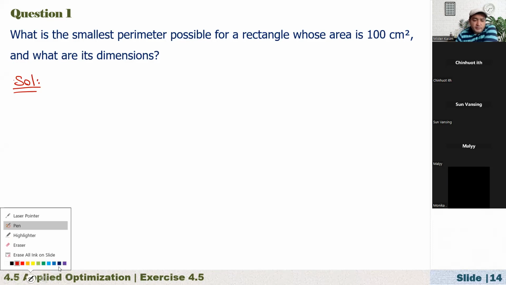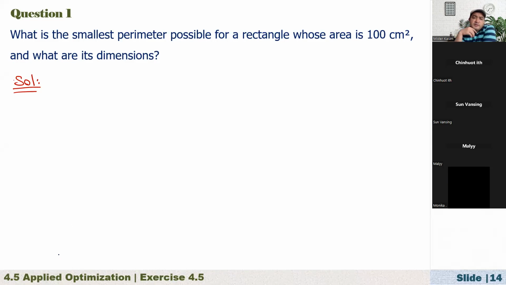In the first question, it says, what is the smallest perimeter possible for a rectangle whose area is 100 cm squared? And what are its dimensions? So we are talking about a rectangle.